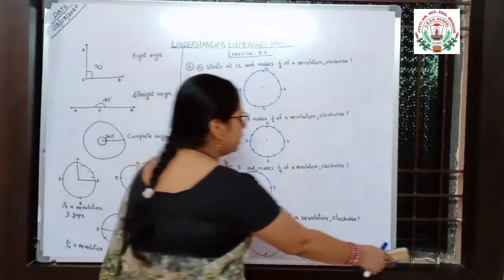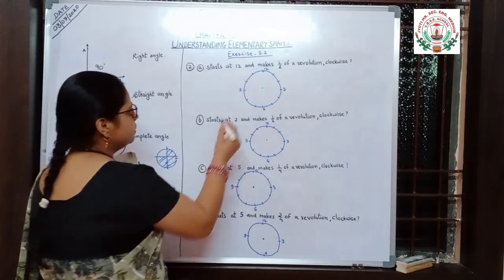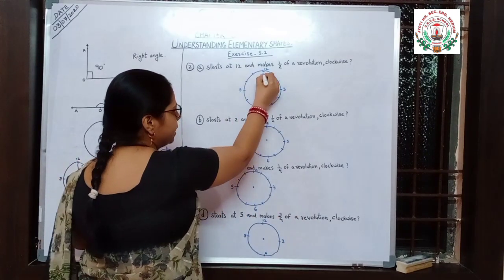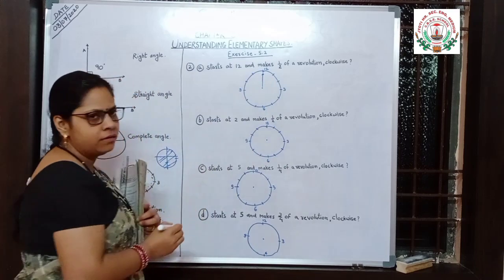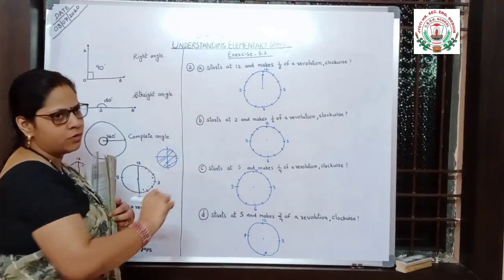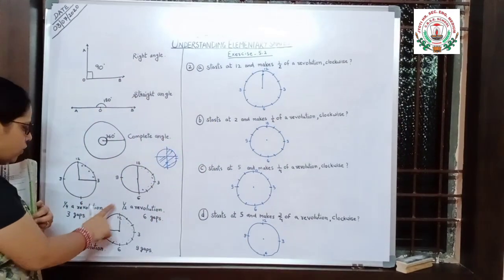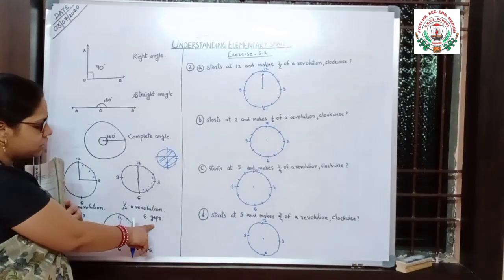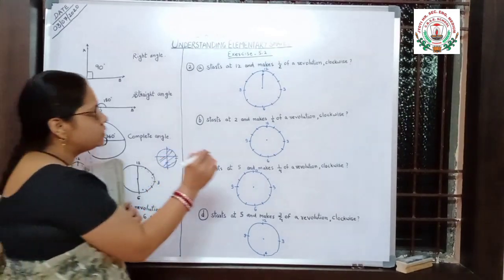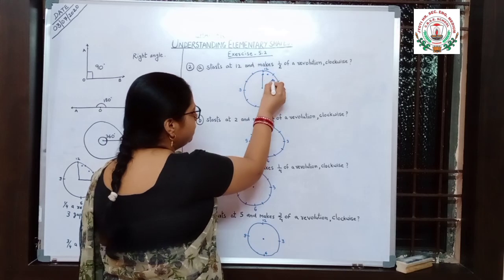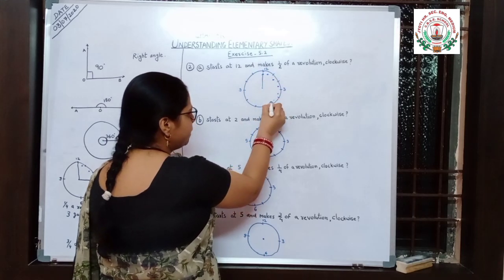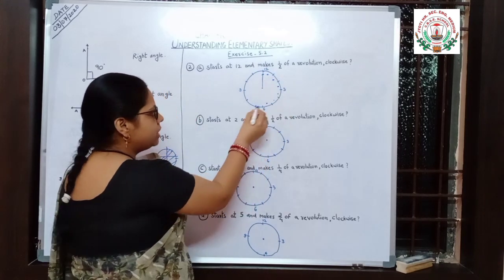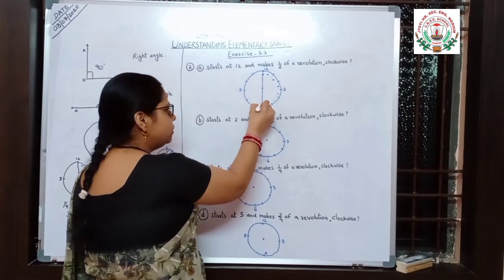Suppose it is starting at 12, and we are only talking about the upper end. So it is starting at 12 and making half a revolution. For half a revolution, how many gaps should it cover? It should cover 6 gaps. Count 1, 2, 3, 4, 5 and 6. This is 6 gaps covered. So finally it will reach 6.